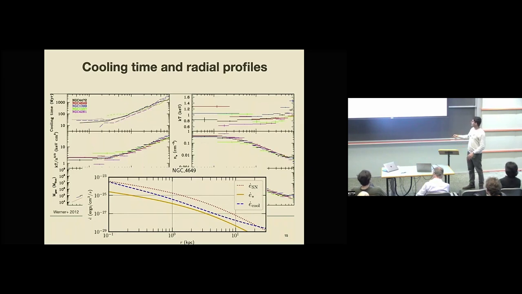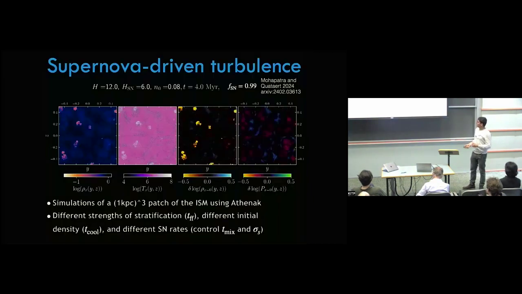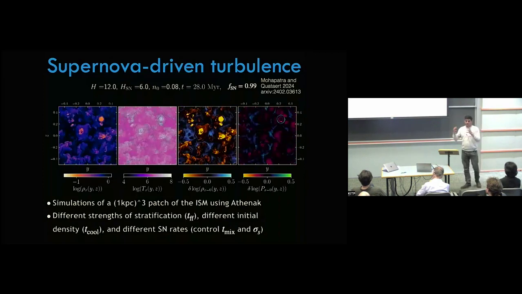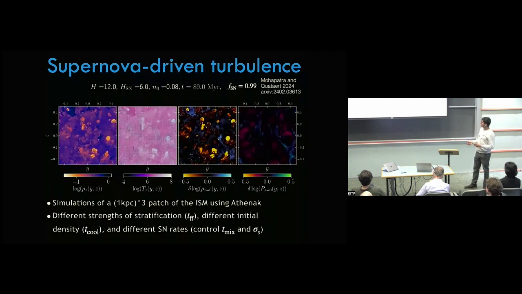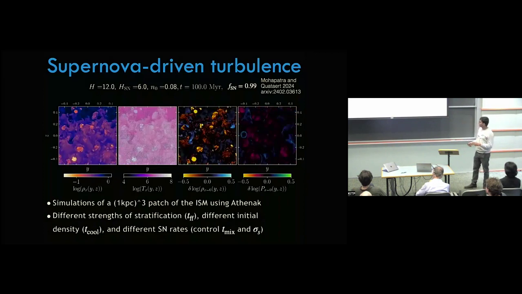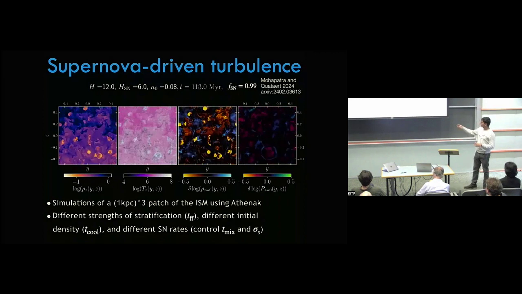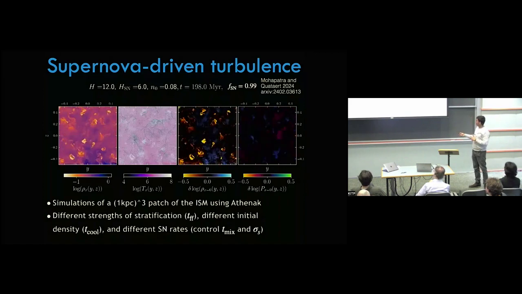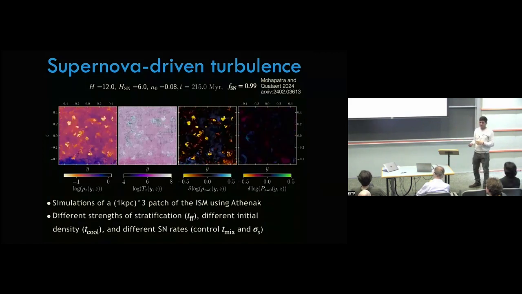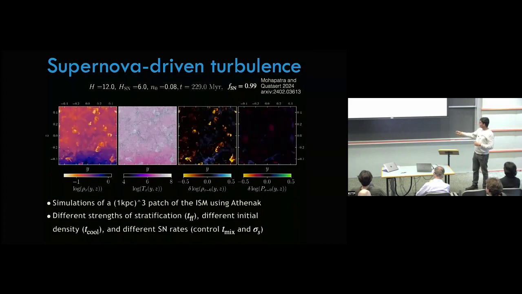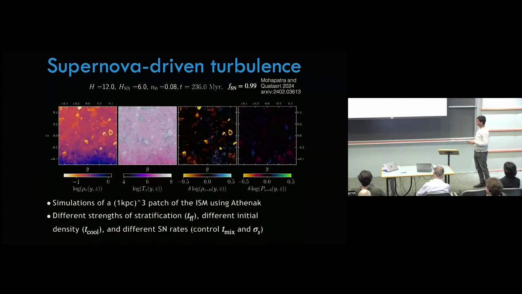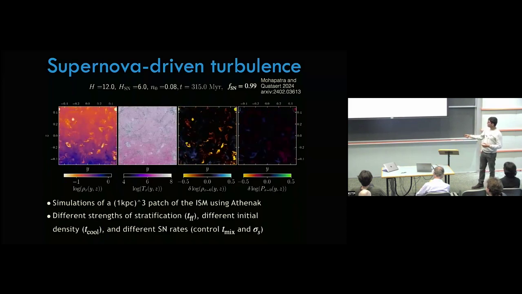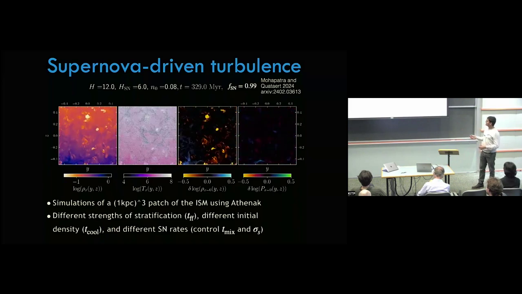Okay, so this is our motivation, and again we did some very similar simulations. Just instead of driving turbulence on large scales, now we are putting in energy through these supernovae, and they are also triggering multi-phase condensation. So we have simulations of a small 1 kiloparsec cube of the ISM using the new GPU code Athena-K. It's very fast. Try using it. We used different strengths of stratification, different initial density, different supernova rates. So that inherently gives us different t_freefall, t_cool, and t_mix, all of these.